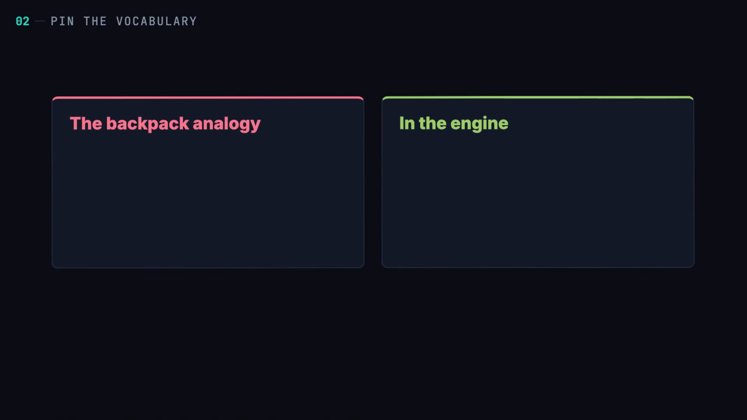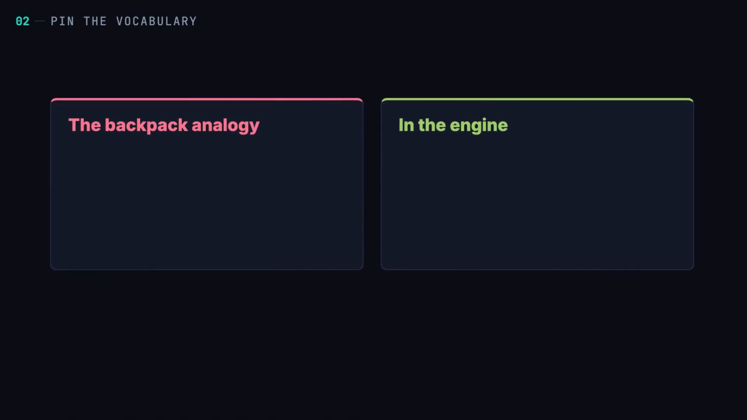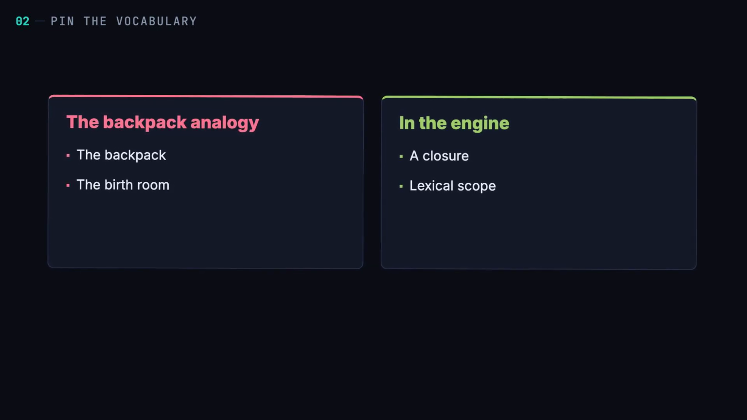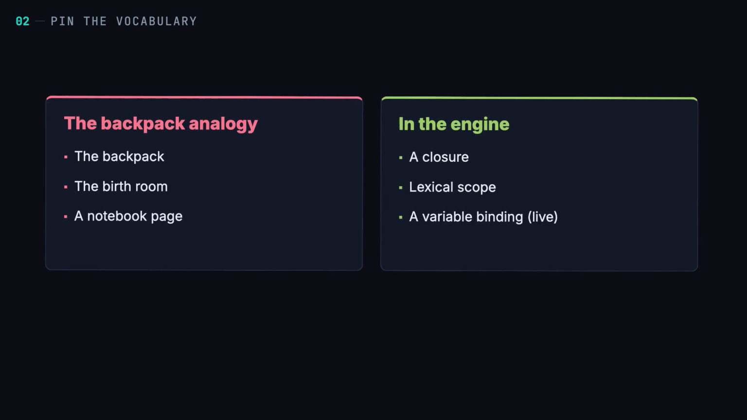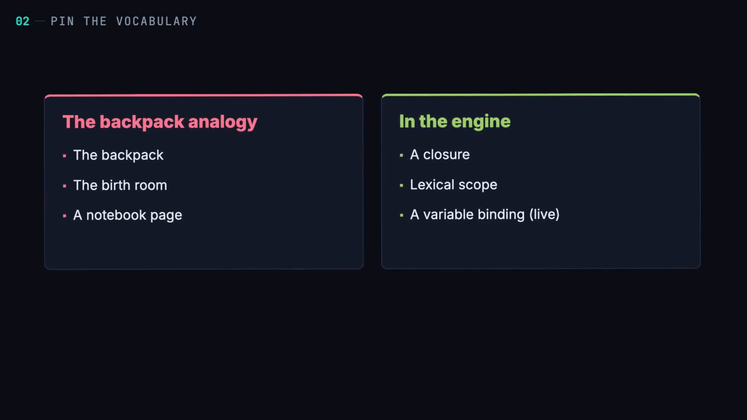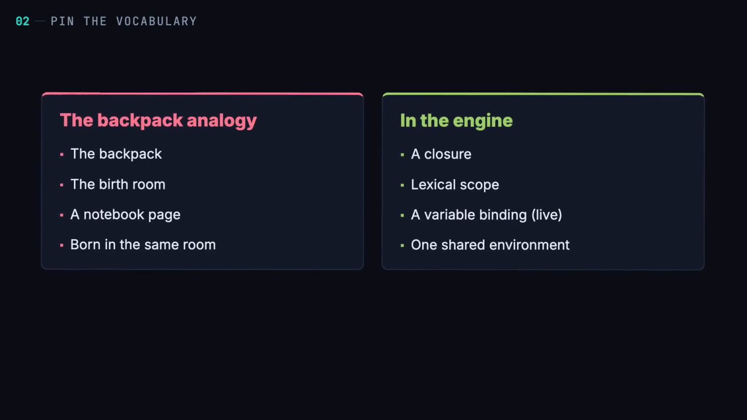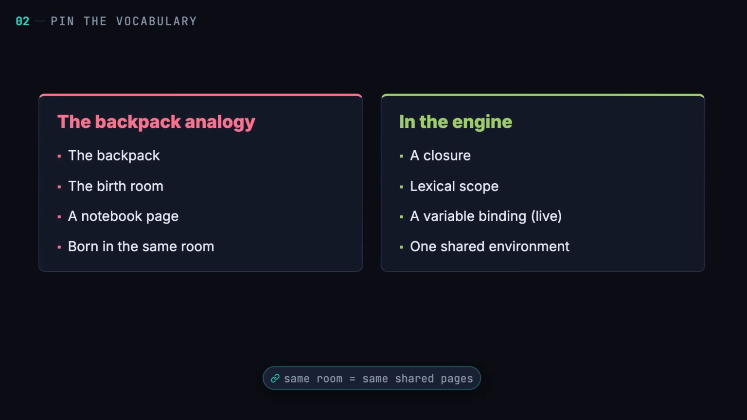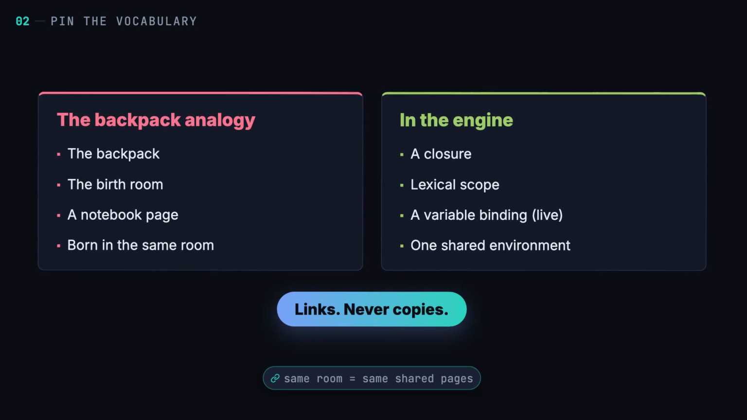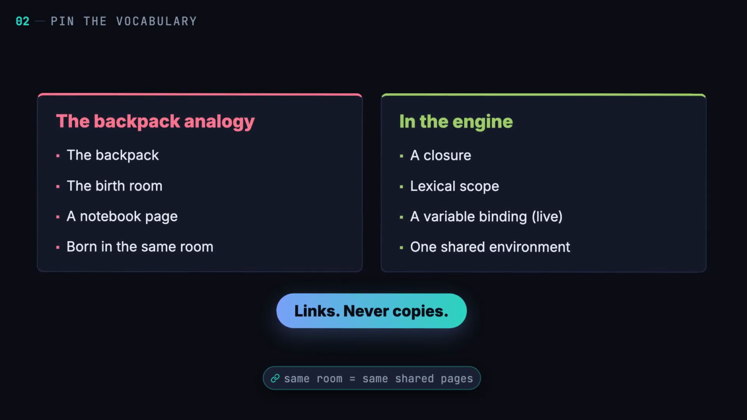The function can be called from anywhere, years of code away, and still reach back into that very first room. Formal names, because interviews use them. The backpack is a closure. The room where a function is created, its lexical scope. Each page in the pack is a variable binding, live, not photocopied, and functions born in the same room link to the very same pages. Hold on to that sharing. It is the whole bug and the whole superpower.